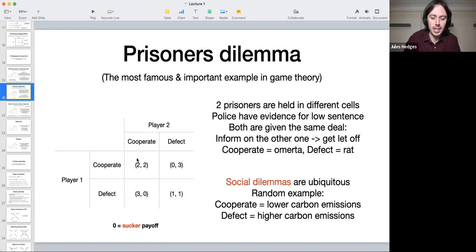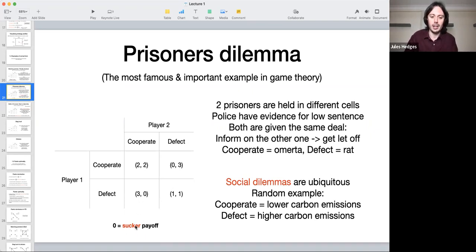Both players would like to stay silent. So that is to say, both staying silent is better than both ratting for both of them. So both of them prefer to be here than to be here. But if you're here, then both players individually would like to rat on the other, because then they get let off, which makes this a kind of unstable thing.